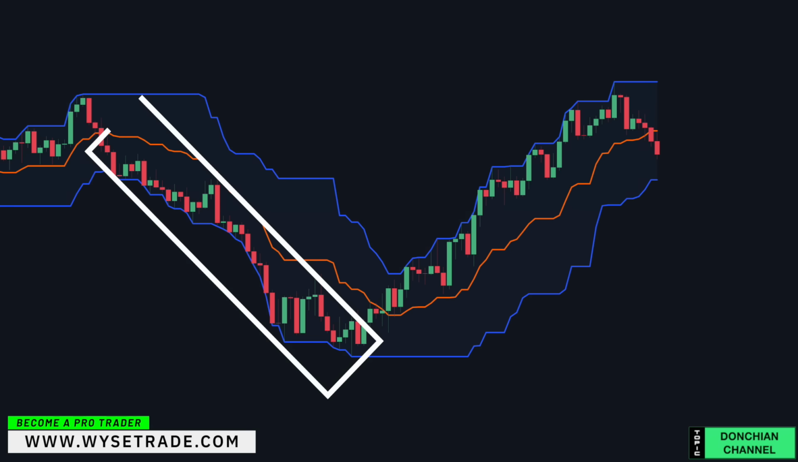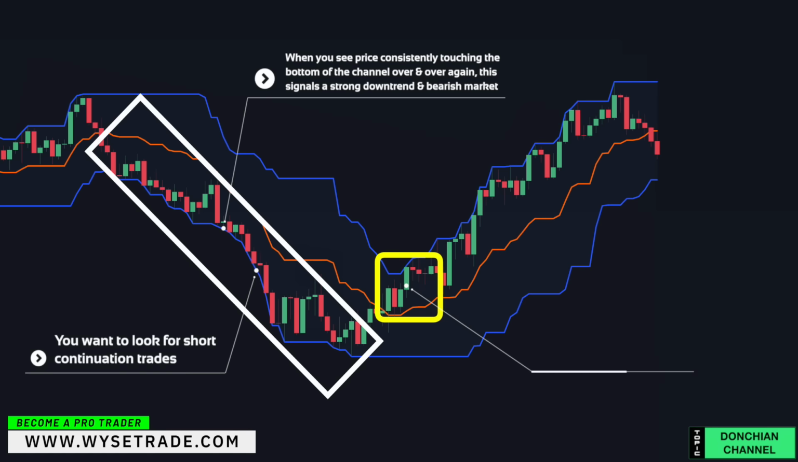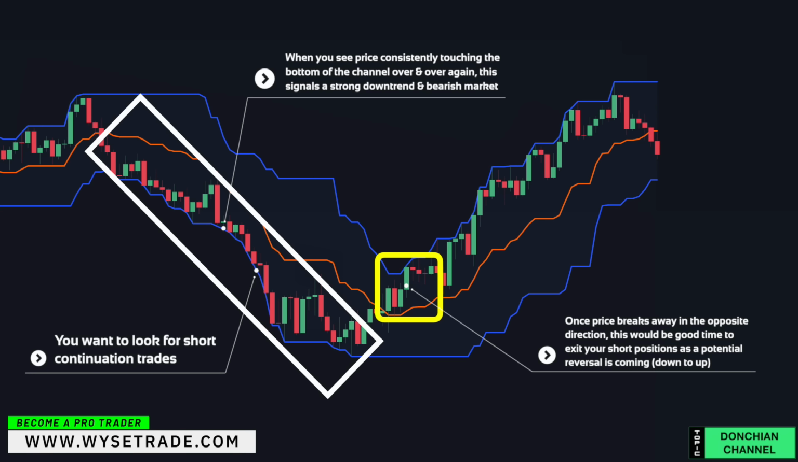Now, when you see price consistently touching the bottom of the channel over and over again, this signals a strong moving downtrend and a bearish market, which means you want to look for short continuation trades. Once price breaks away in the opposite direction, this would be a good time to exit your short positions as a potential reversal is coming.